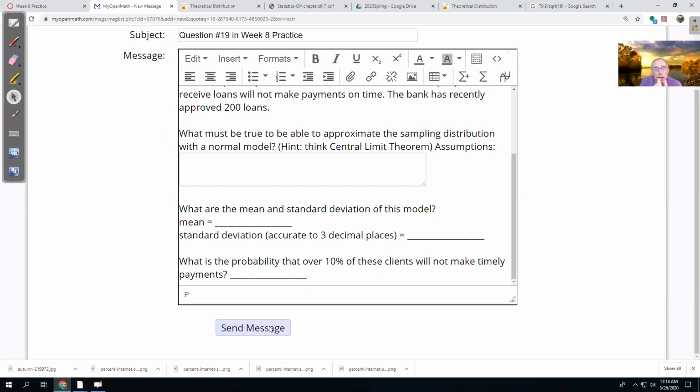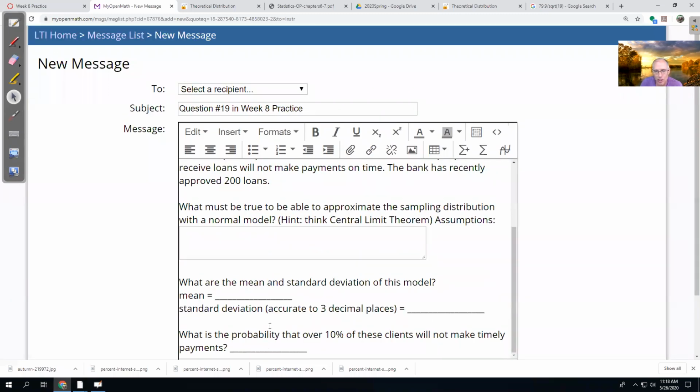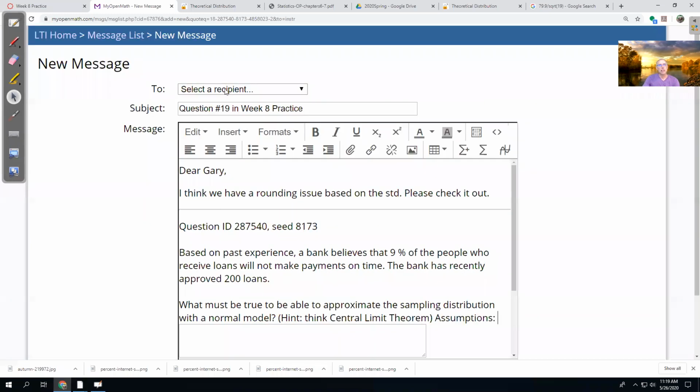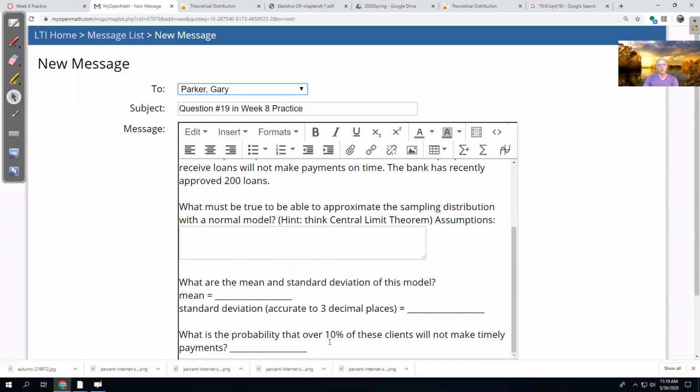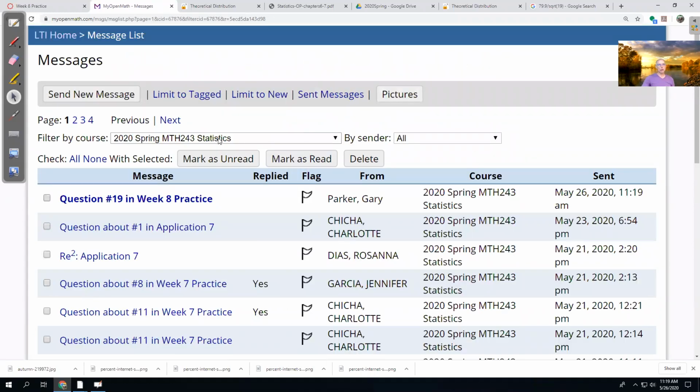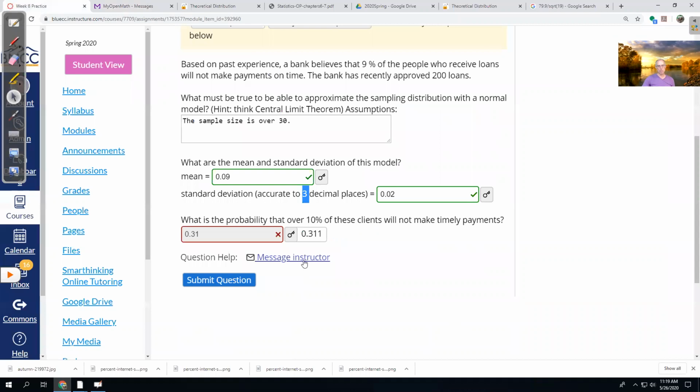Yes. Okay. So if you think you're doing okay, and it looks like, what the hell? I thought I did that right. Hit message your instructor so that I can look into it. Because if you spend 20 minutes on one problem, that's probably too long. Oh, I forgot to send it to somebody. Let's send it to me. All right. So this will remind me to take a look at it and fix it.